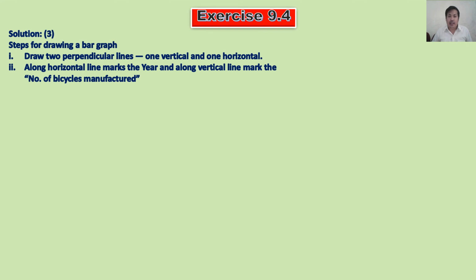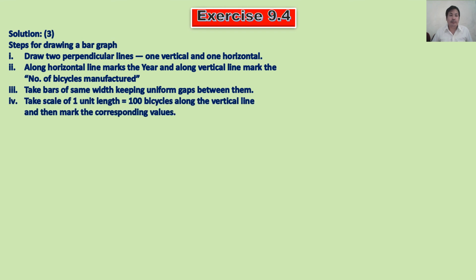Once again, on the horizontal line you have to mark the years. Why? Because the horizontal line is called the x-axis, and the x-axis represents the value that cannot be changed, that is fixed, because year is a fixed value. 1999 is a fixed value of year, isn't it? So this kind of value has to be represented on the horizontal. That's why year should be on the horizontal, and the number of bicycles, which can change, will be on the vertical line.